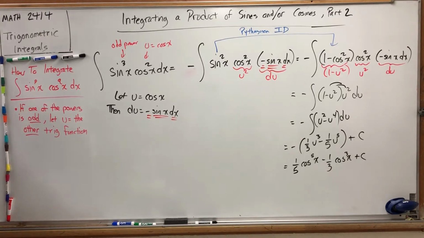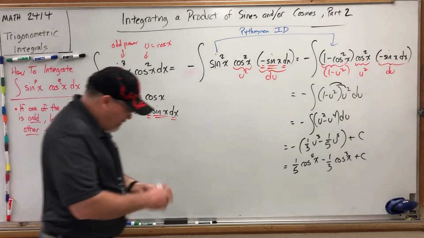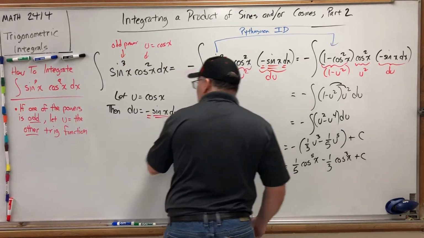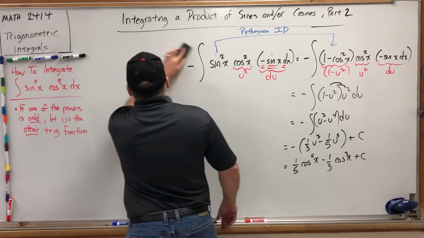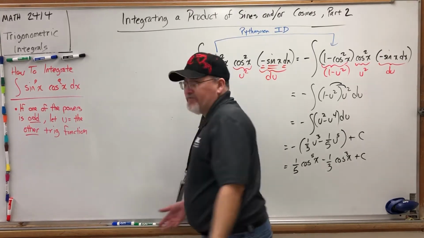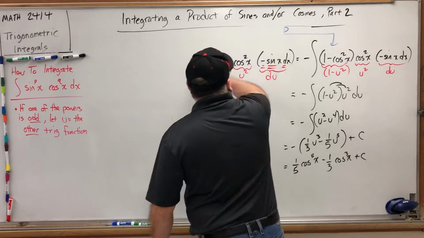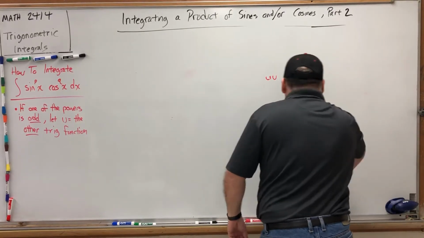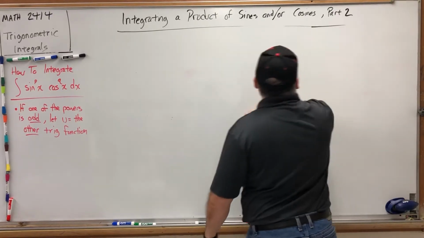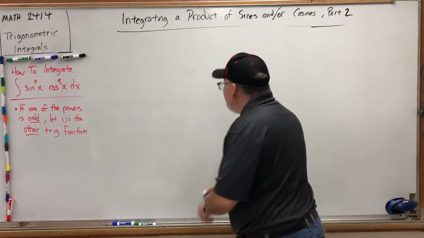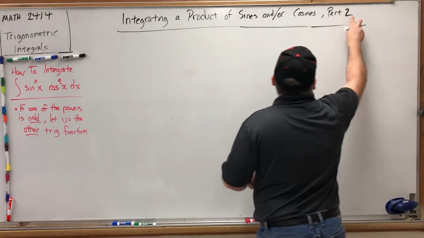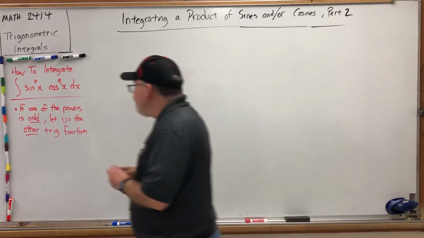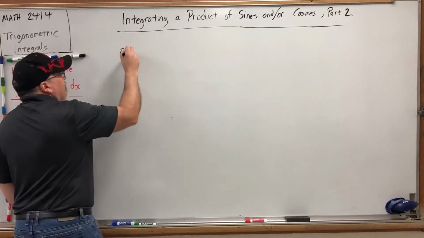If you're integrating a product of sines and cosines and one of the powers is odd, you let u equal the other trig function. Let's take a look at one more example and then we'll elaborate on this, plus answer the question, what happens if none of the powers are odd? Well, if none of the powers are odd, what would that make them? Assuming that they're integers or whole numbers, that would make them even. So what happens if they're both even? Well, we're not there yet. So let's take a look at another example.